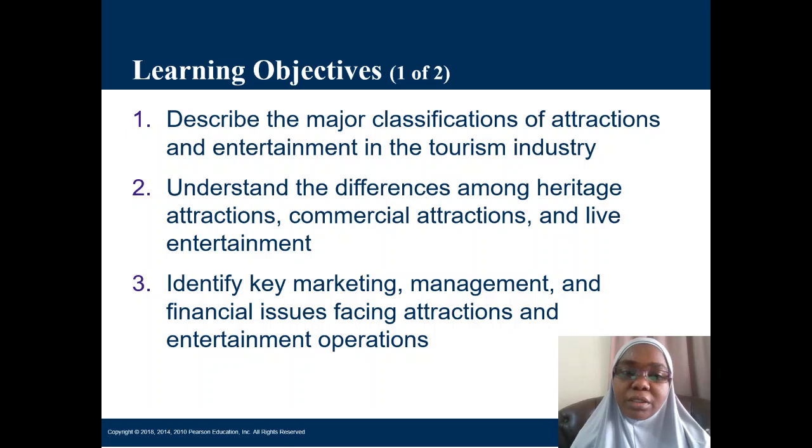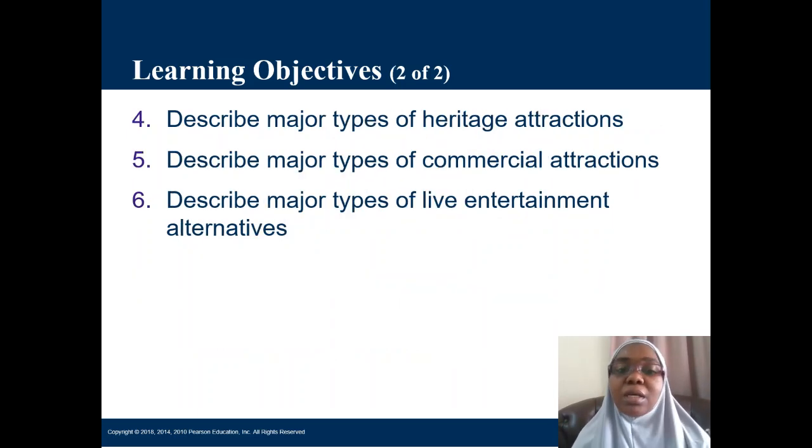Therefore, we shall be discussing the major classifications of attractions and entertainment in the tourism industry. After that, we should try to understand the differences among heritage attractions, commercial attractions, and live entertainment. We're going to move further to identify the key marketing, management, and financial issues facing attractions and entertainment operations. After which, we'll discuss the major types of heritage attractions and describe the major types of commercial attractions. And lastly, for today, we'll describe the major types of live entertainment. So these are basically the learning objectives. At the end of the class, you should be able to highlight all these that have been mentioned.